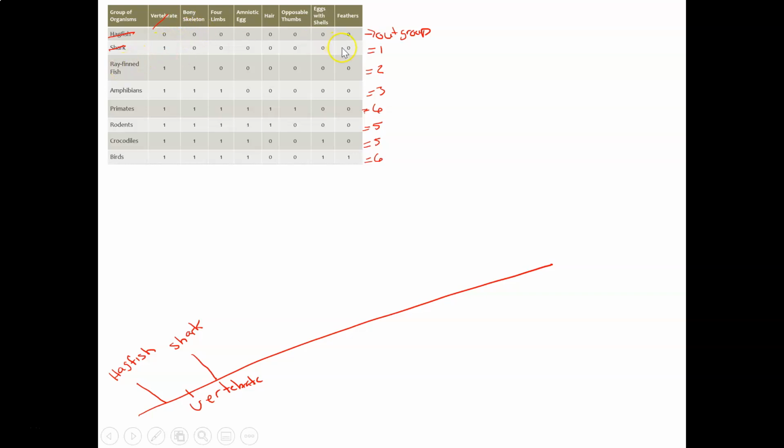Okay, so who comes next? Well, I start looking down my list. My rayfin fish comes next. It had a vertebrate, so we've already taken care of that. It now also has a bony skeleton, and again, so does everybody else. So let's go ahead and add that rayfin fish, and let's include that bony skeleton. Okay, so now I can take those off the list.